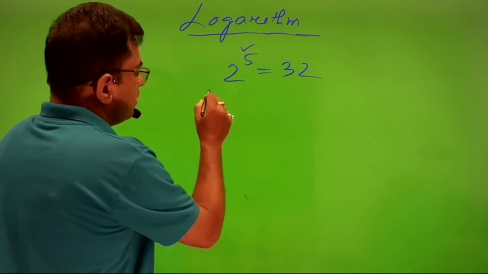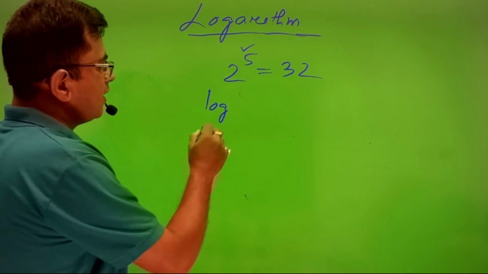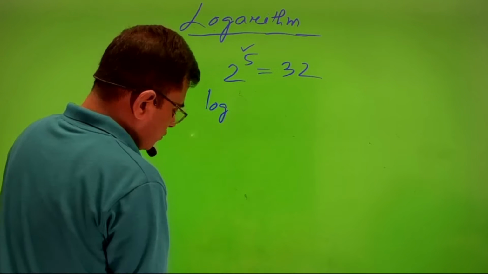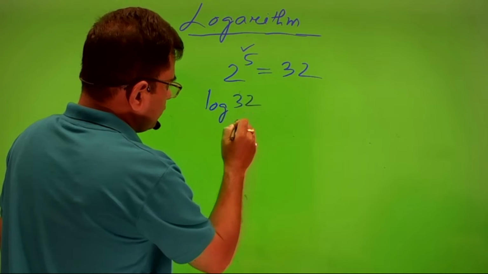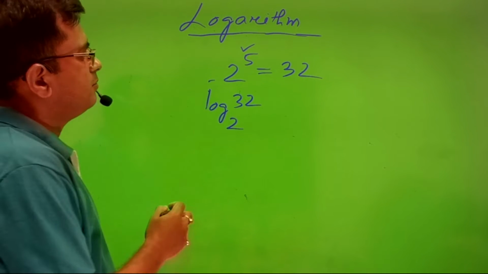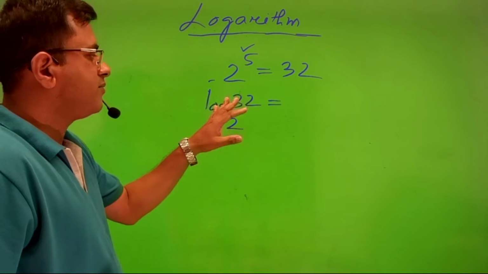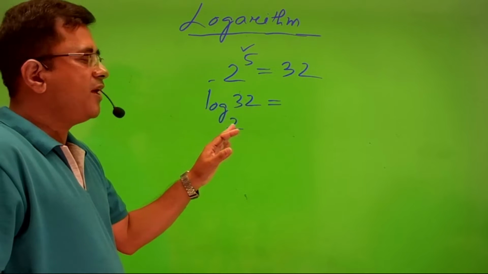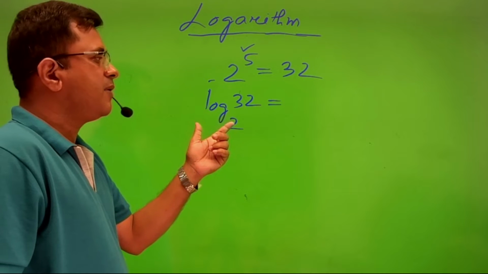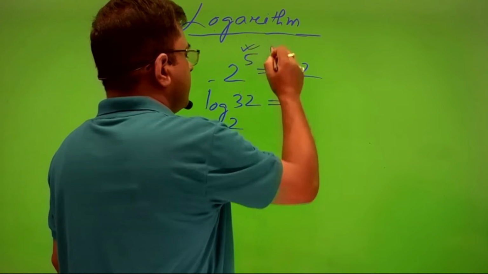The abbreviation of logarithm we use is log. The log of 32 to base 2, this is the base when we express it in logarithm. This gives us the meaning: the log of 32 to base 2 is how many times the base 2 is multiplied to get the number 32. We know this is 5, so this is equal to 5.